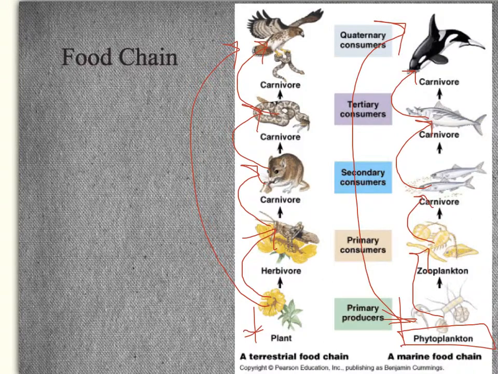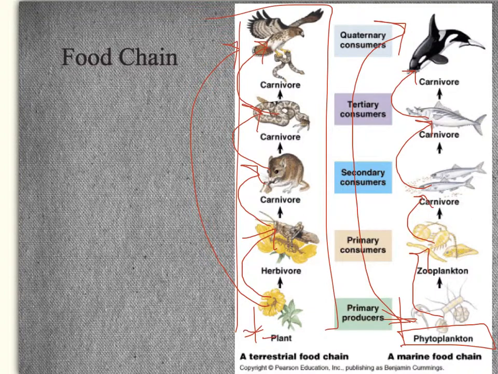Now, a food chain is a linear relationship. Now, we know that in ecosystems, it's not quite this linear, and that's where we're going to go to our next topic, which is a food web.